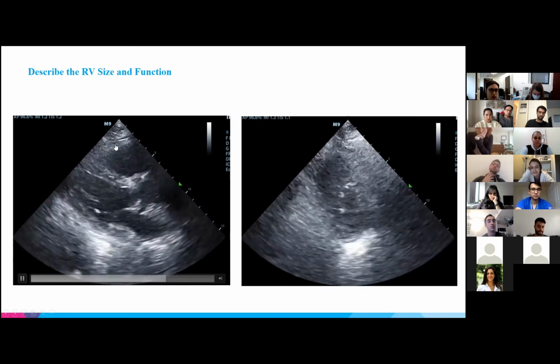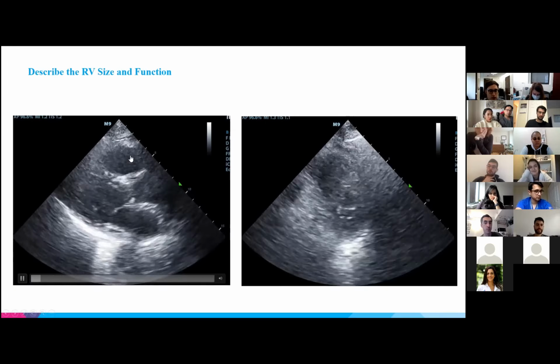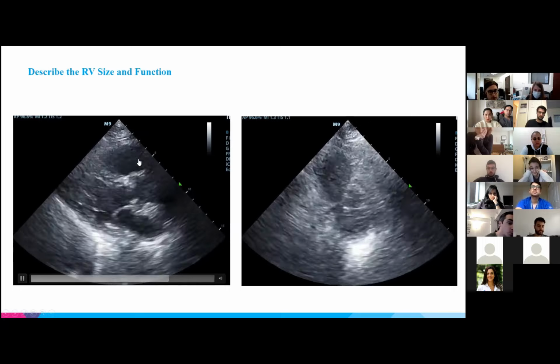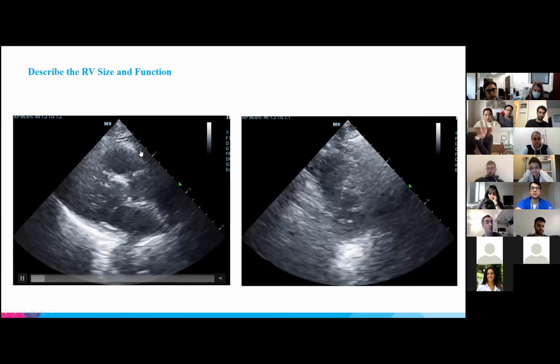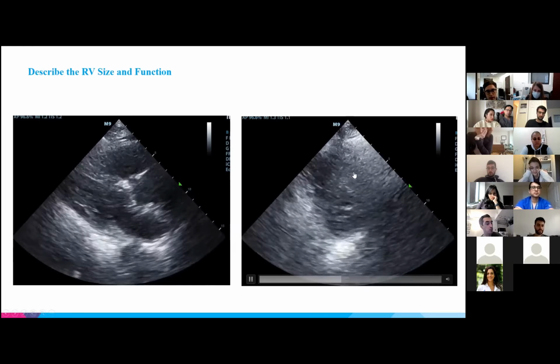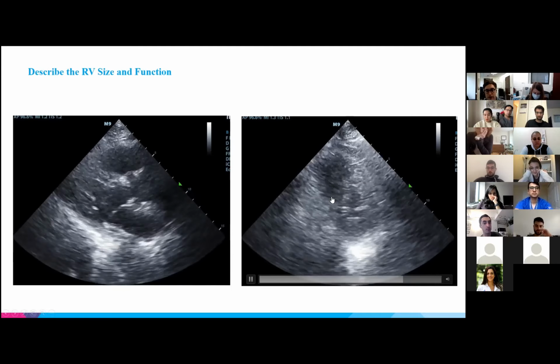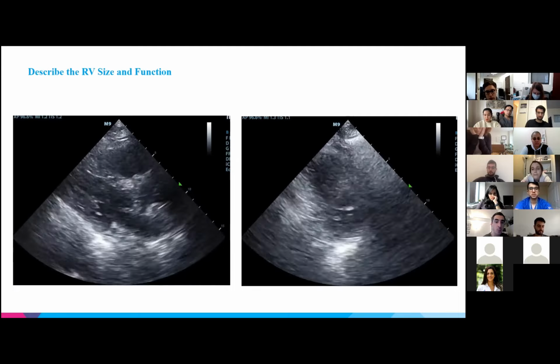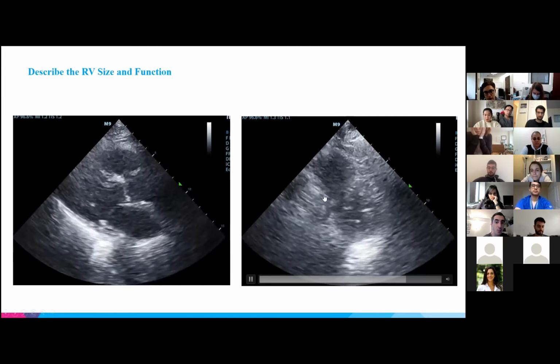Keep in mind, it's not always a great surrogate marker of the right ventricle in total, but certainly if it's enlarged, it definitely makes you worried that the rest of the right ventricle might be enlarged as well. And then this is basically where you rotate the probe 90 degrees. Instead of pointing towards the right shoulder, now we're pointing towards the left shoulder. And so now we're getting the parasternal short axis view.